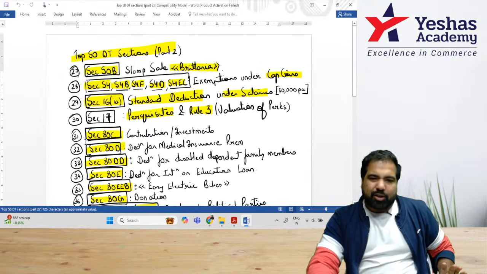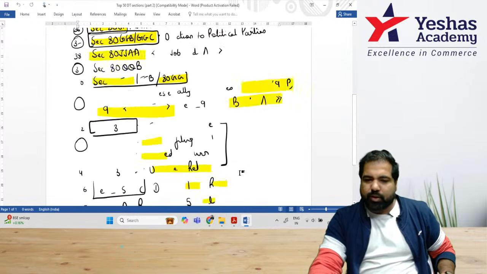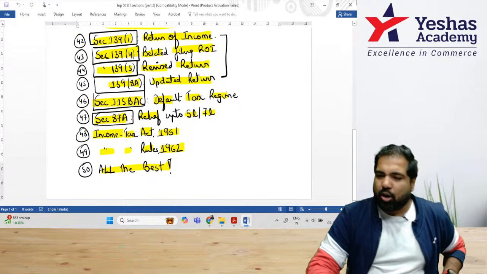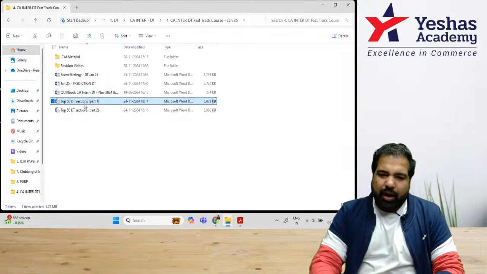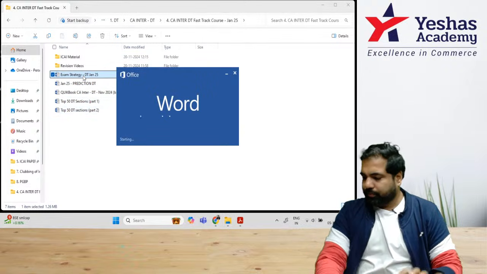And these top 50 sections of DT, if you remember them, you'll be good to go in the exam. This is what it is. These are the top 50 sections of DT. Yes, so I can share both of these with you. I can share the prediction list. This is the exam strategy also.